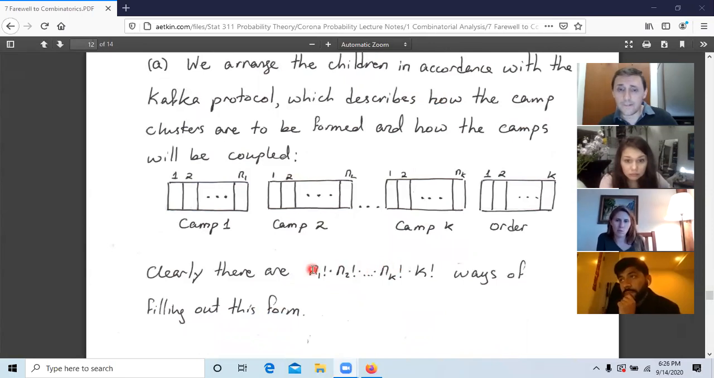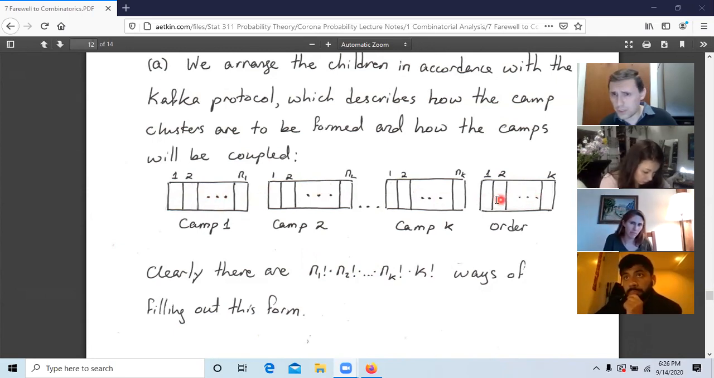Yes. I think a lot of you did it correctly. It is n1 factorial times n2 factorial all the way to nk factorial, times k factorial. Because I just have the things aligned here, and then here they are aligned further. We solved the question like that, I think, with books. Similar idea. Good? Makes sense.